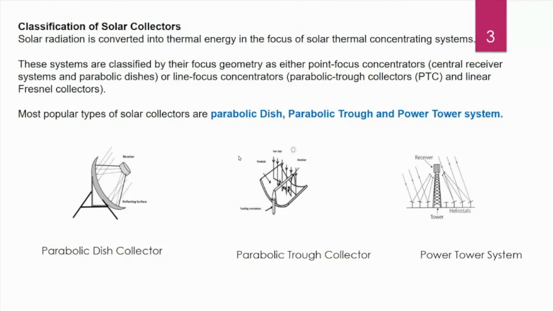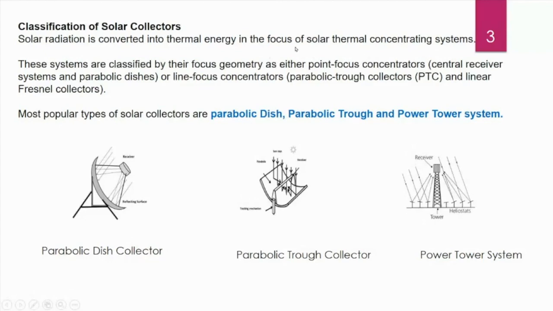Solar radiation is what? What is a solar collector? What is solar energy? Solar energy just uses the incoming solar rays and converts them into useful thermal energy. So solar radiation is converted into useful thermal energy.